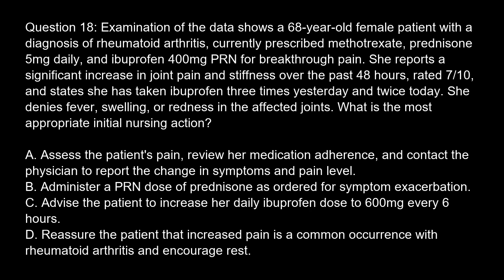Option A. Assess the patient's pain, review her medication adherence, and contact the physician to report the change in symptoms and pain level. Option B. Administer a PRN dose of prednisone as ordered for symptom exacerbation. Option C. Advise the patient to increase her daily ibuprofen dose to 600 mg every 6 hours. Option D. Reassure the patient that increased pain is a common occurrence with rheumatoid arthritis and encourage rest.